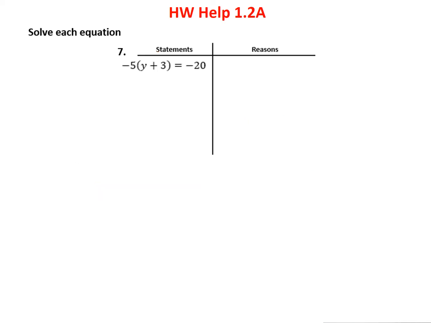Problem 7 is much like problem 5. The only real difference is they put a negative here to see if you would get confused by a negative sign, but we won't. We notice again as we look at the left and the right that we don't have any like terms to combine, but we do have this parentheses that we want to eliminate, and we do that by using the distributive property.